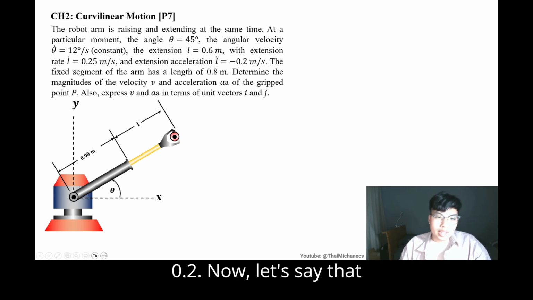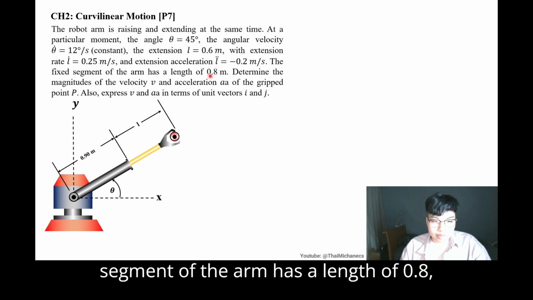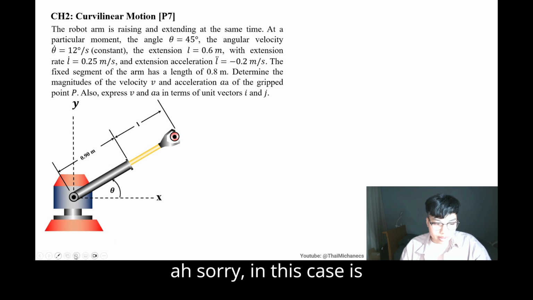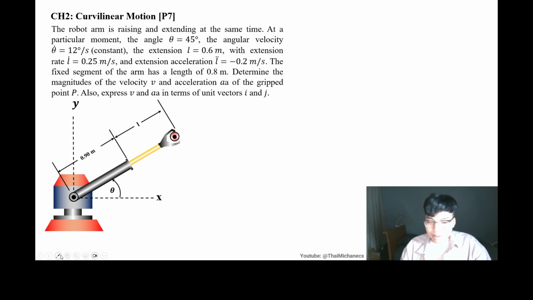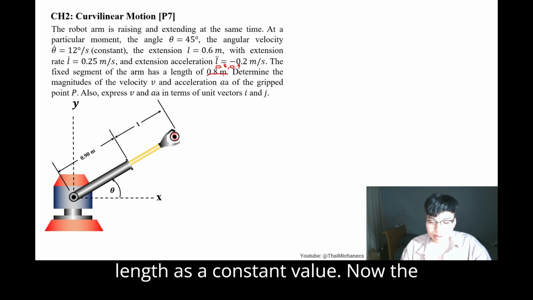Now, let's say that the fixed segment of the arm has a length of 0.8. Actually, 0.9, I'll show as we go. It has a certain length as a constant value.